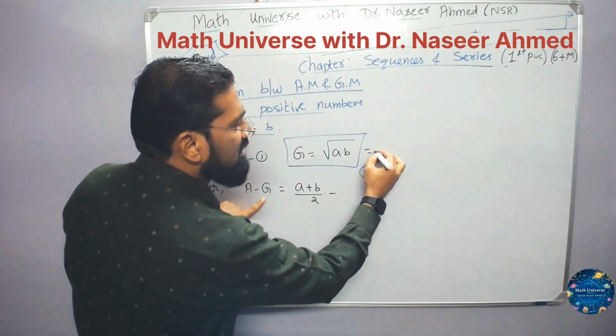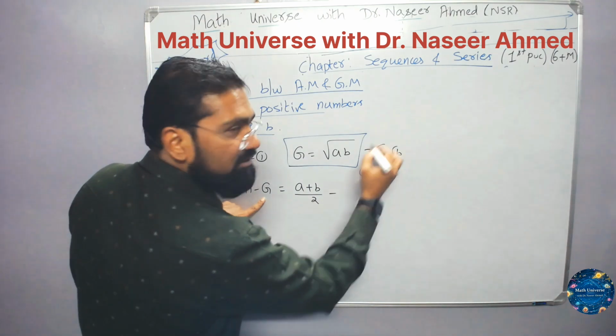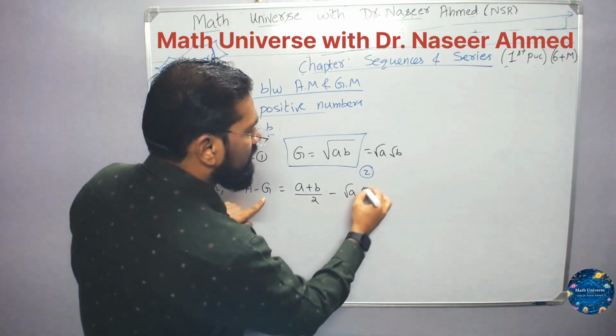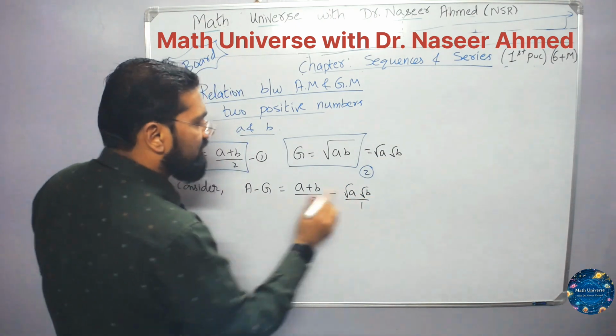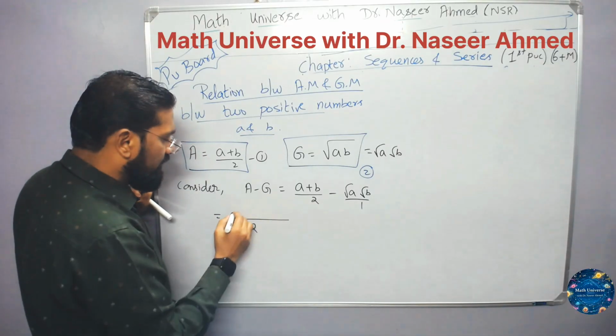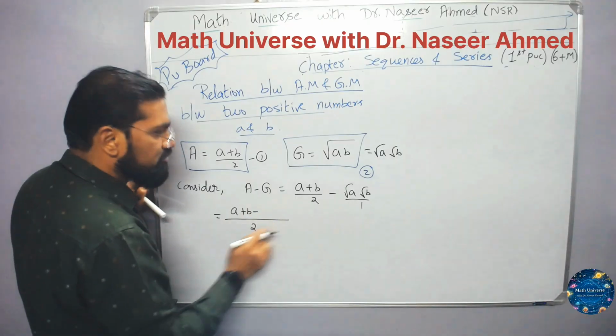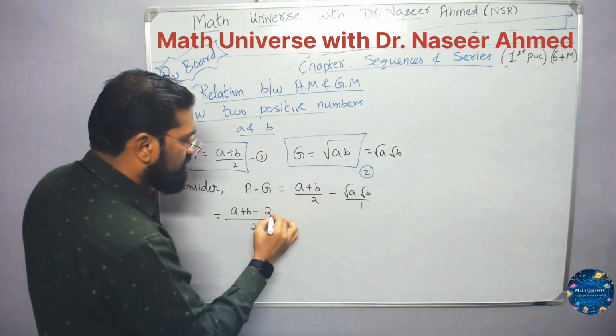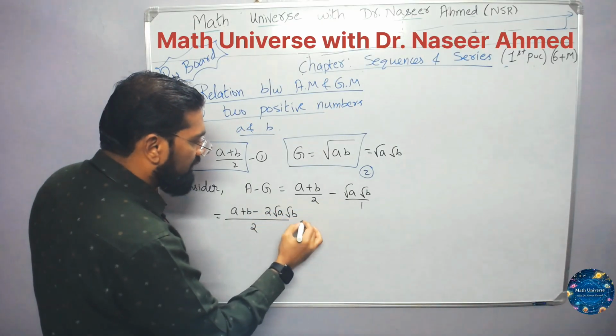Is it not the same as root A into root B? So I can just substitute root A, root B. The LCM of 2 and 1 is 2, so 2 by 2 will be 1. So we get 1 into A plus B minus 2 by 1 is 2, 2 times root A, root B.